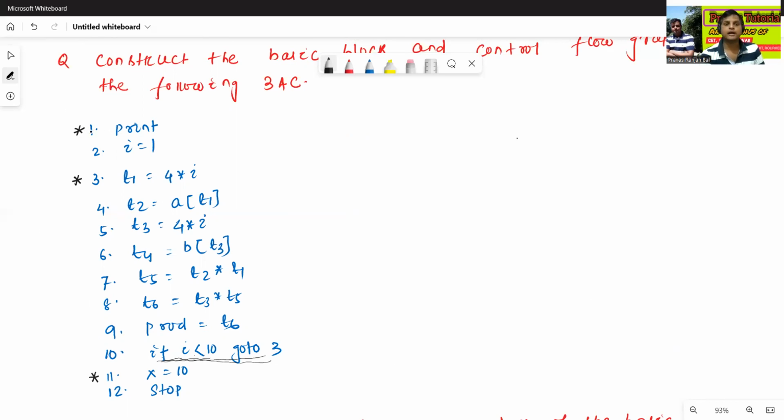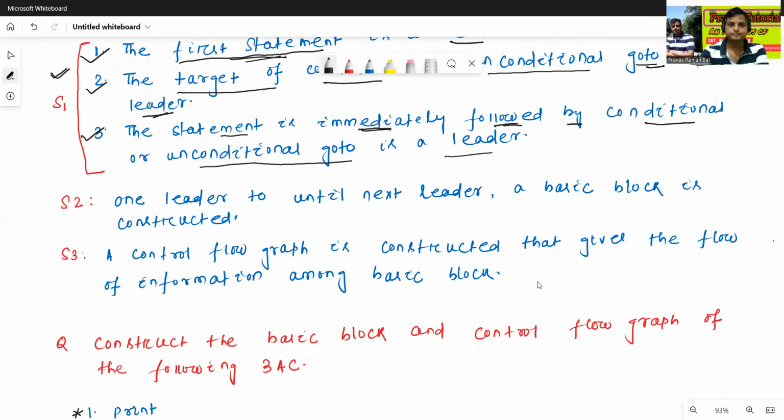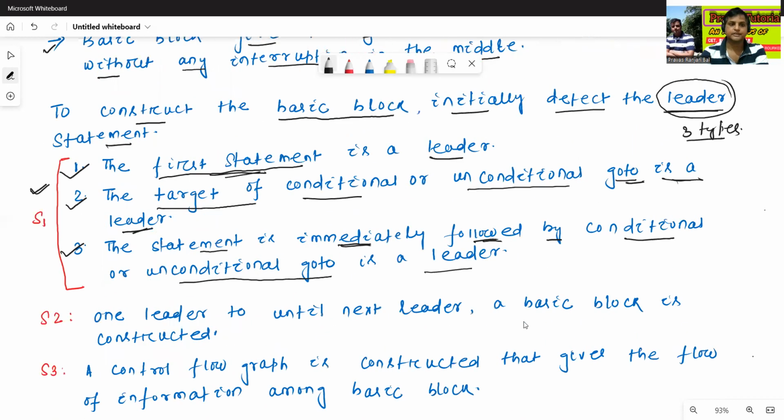The first statement must be a leader. The third line is the target of the conditional go to, so the third statement must be a leader. And the 11th statement is immediately followed by the conditional statement. That's why there are three leaders in the given three address code. Okay, now we'll see the next point. In the first step we identify the leaders, and that first step is over.